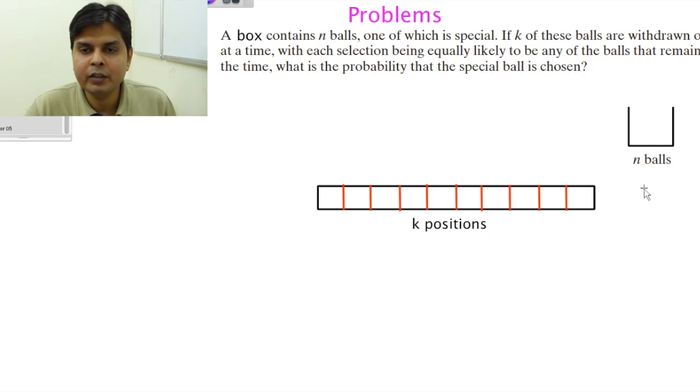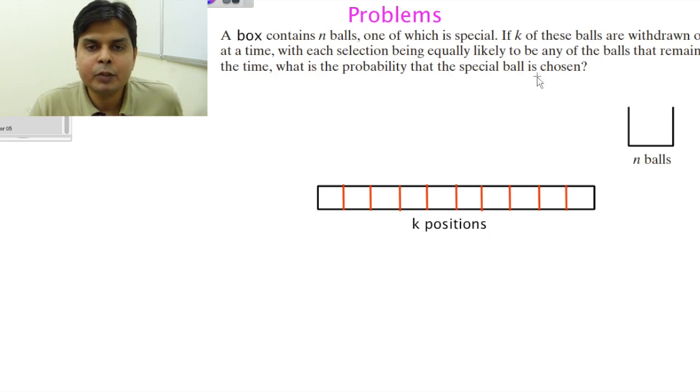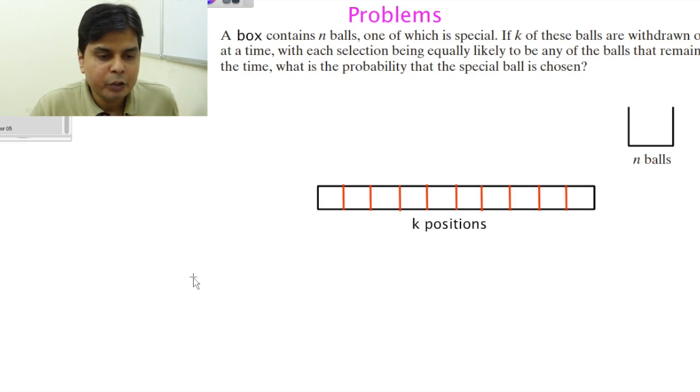It means that suppose n is 100 and you have removed say 10 balls, then 90 balls are remaining, then the probability of each remaining ball being selected is 1 by 90. So this is a very uniform kind of experiment being done. What is the probability that the special ball is chosen? In this experiment, one by one I am removing the k balls, and suppose I have arranged them in these k positions, 1, 2, and so on.